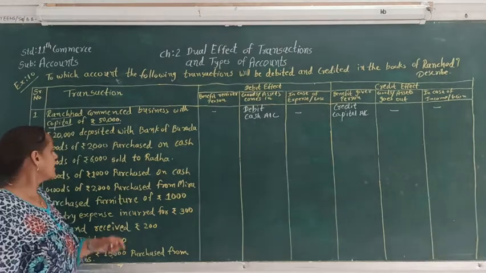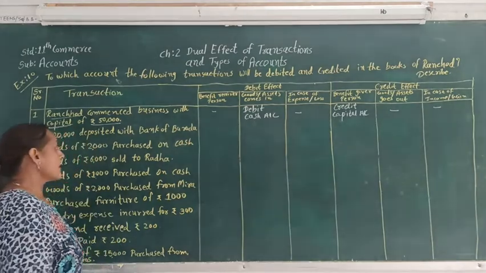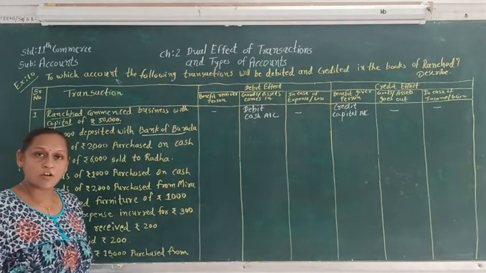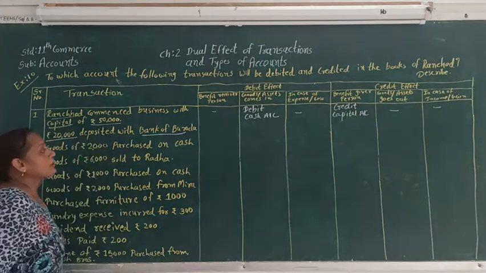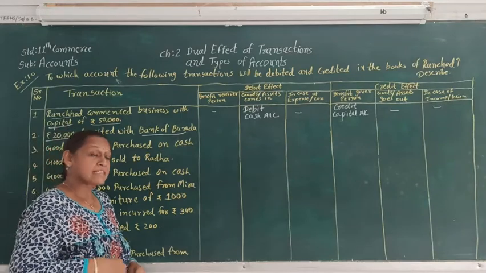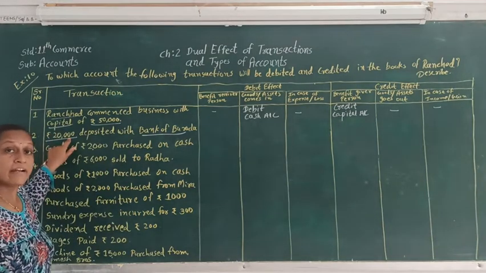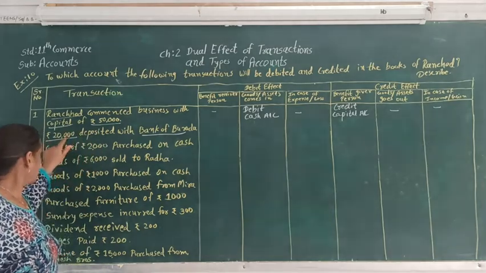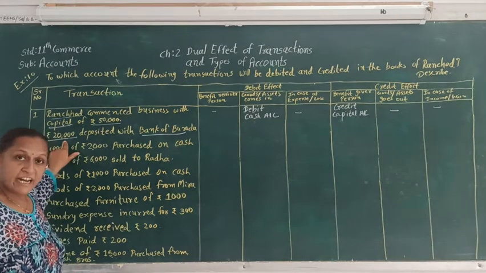Let's see the same with the second. Rupees 20,000 deposited with the Bank of Baroda. So here we can see which two accounts are associated. Very first we can see that there is the Bank of Baroda, and Bank of Baroda is a person, and the other one is the cash account. So here cash is deposited, that means cash is going out from the business. So cash is a real account, and the rule of the real account is debit what comes in and credit what goes out. So here cash is going out of the business, so the cash account is going to be credit.